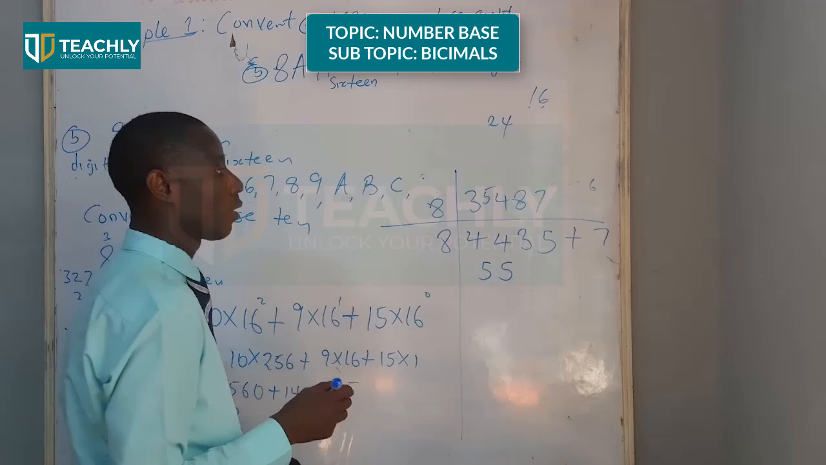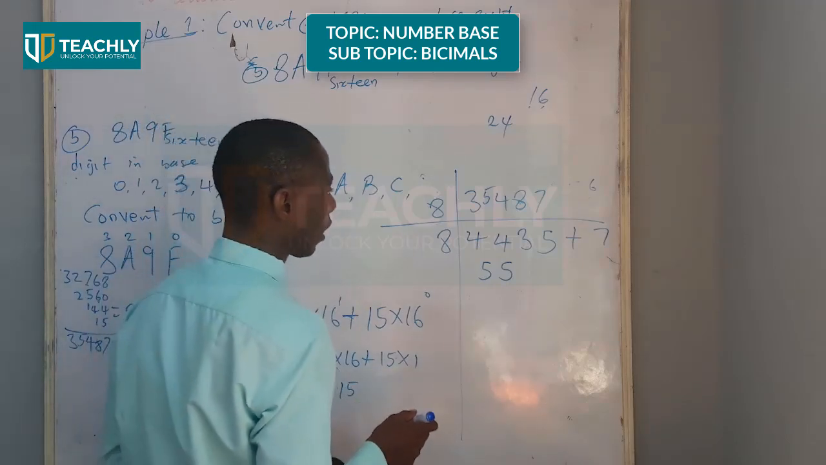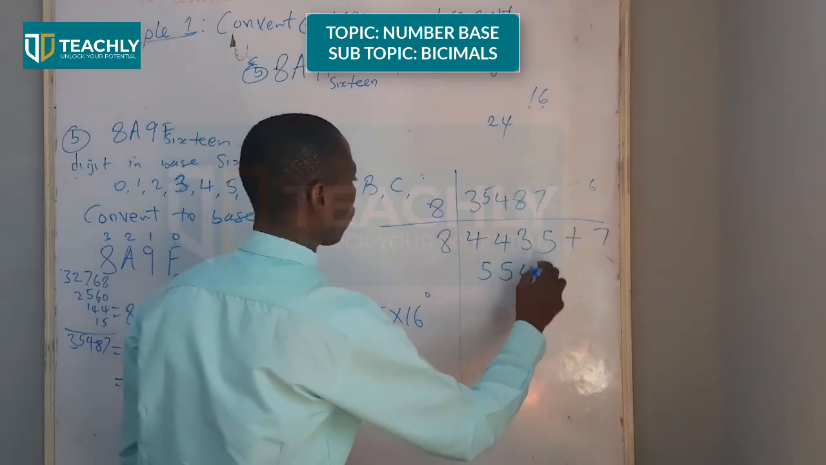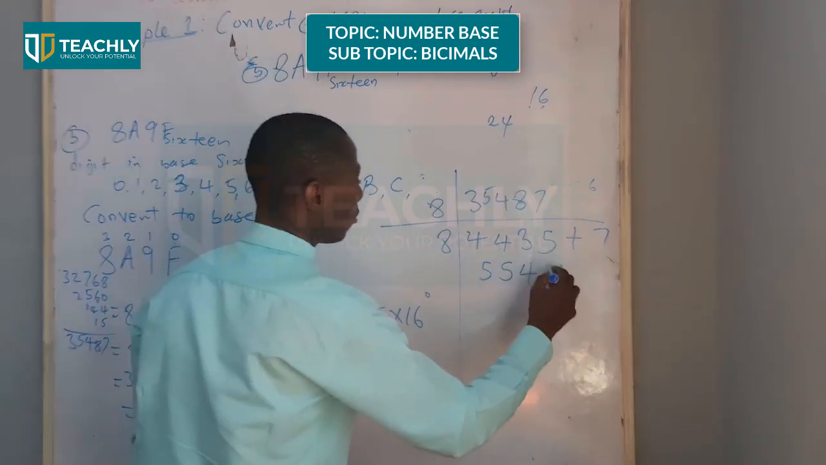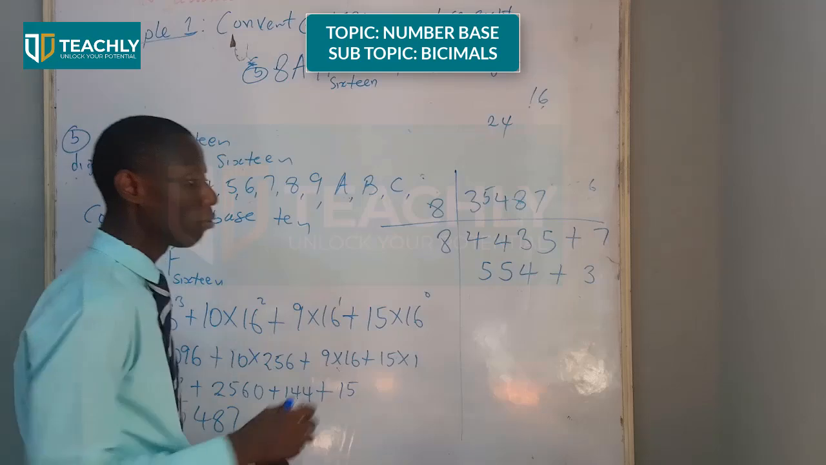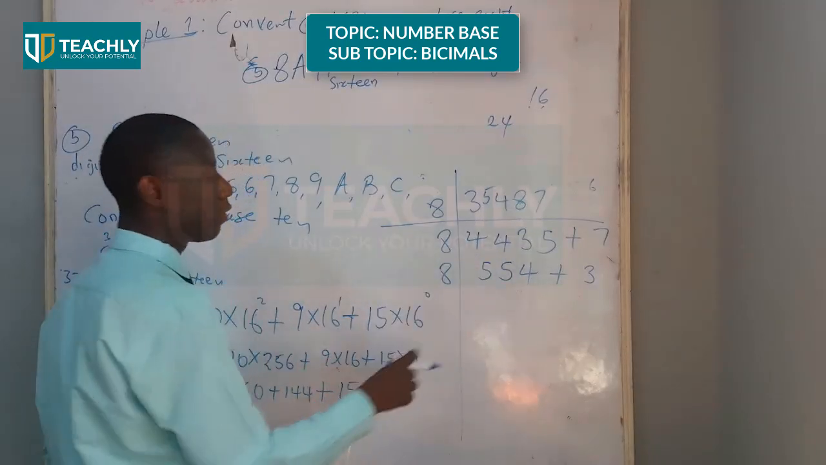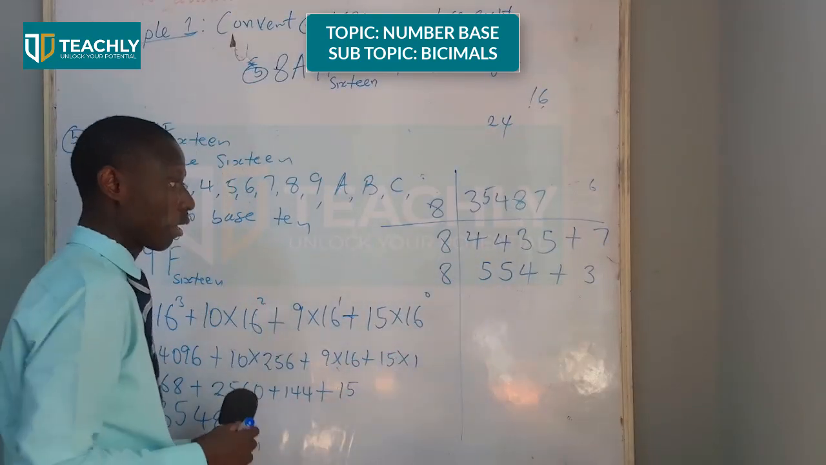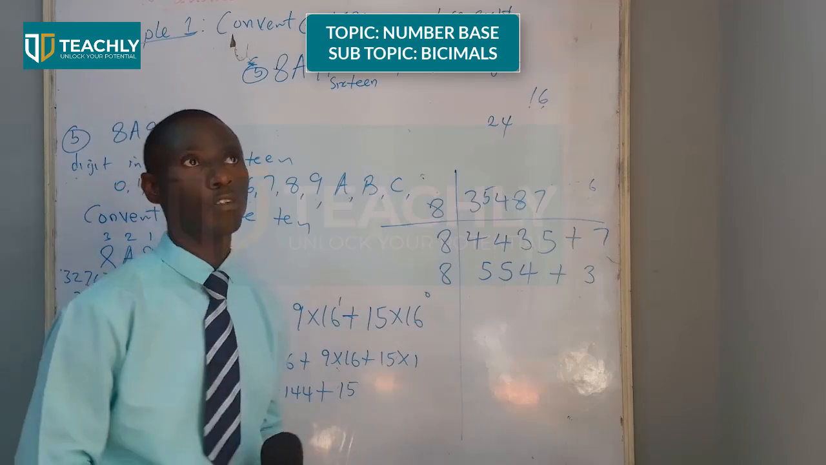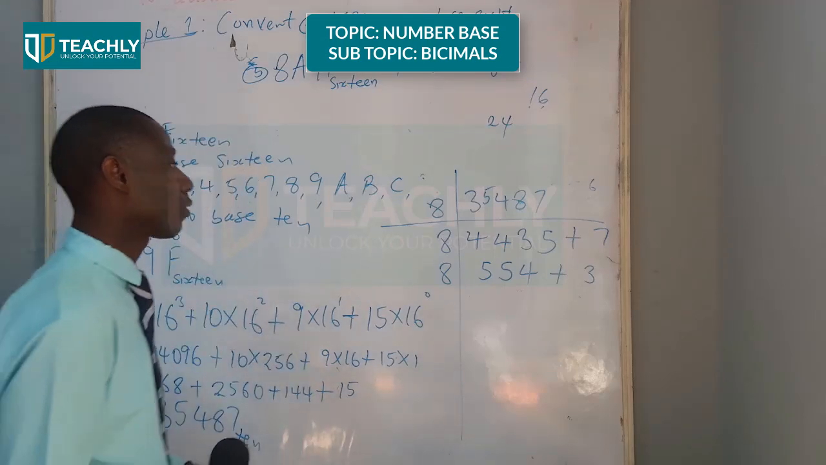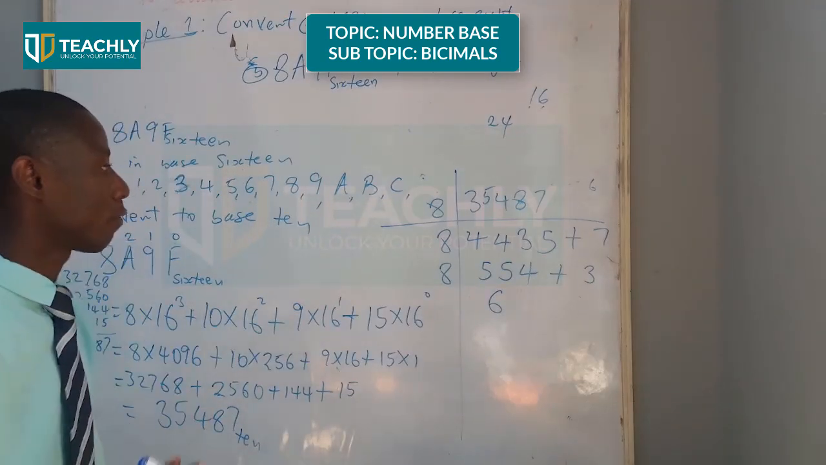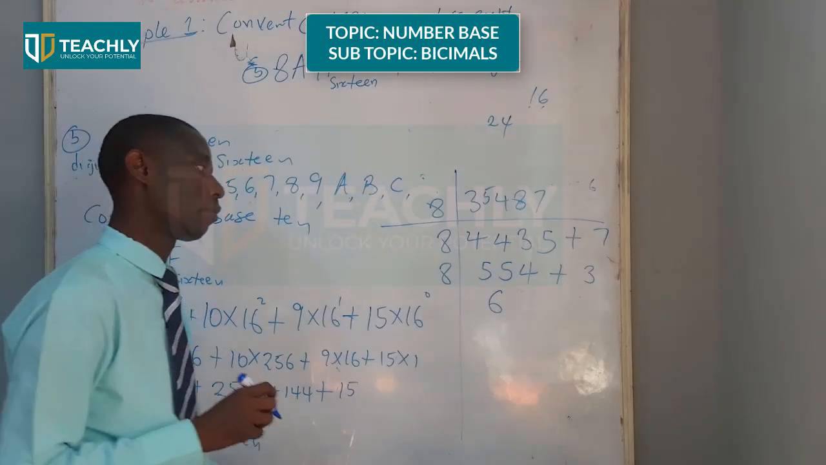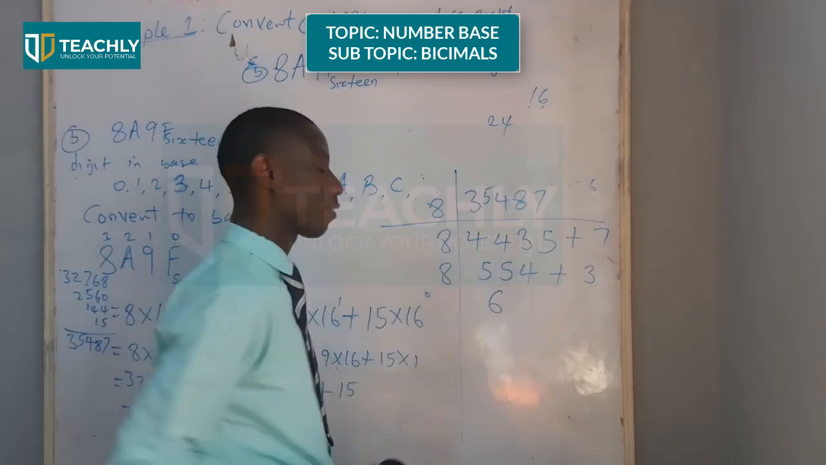8 in 35, we have 4, which is 32. 32 from 35, remainder 3. So you bring 8 here again. 8 in 55. So you can say 8 times 6 is 48. So we are going to get 6, which is 48. 48 from 55, remainder 7. So bring that 7 here, that is 74.